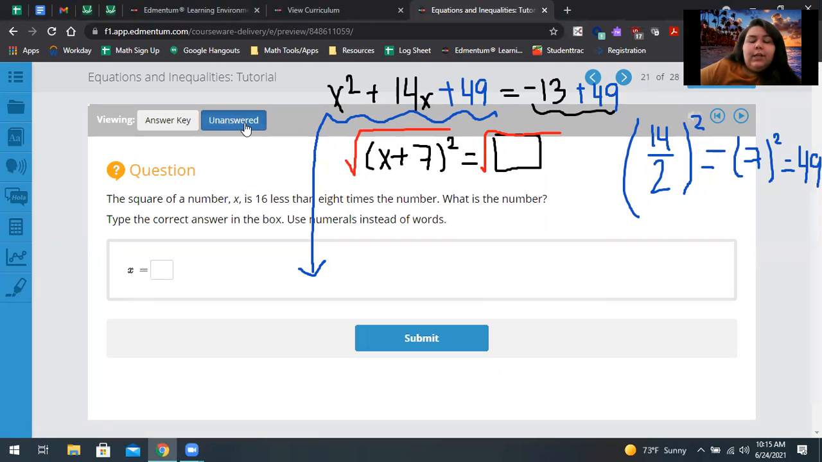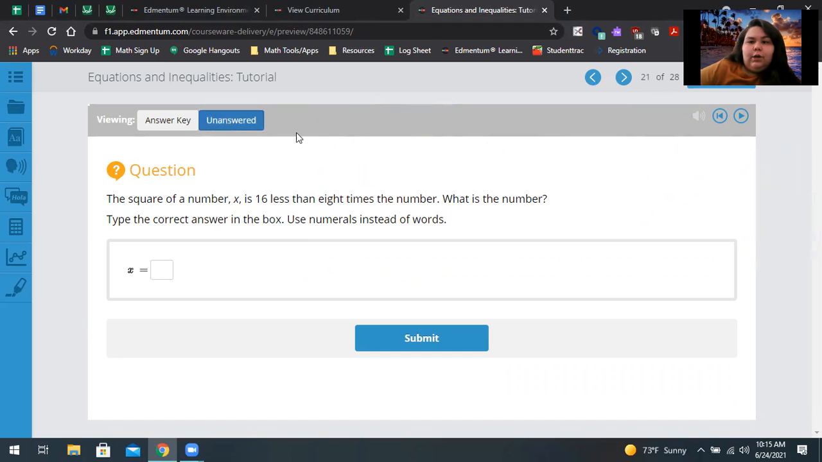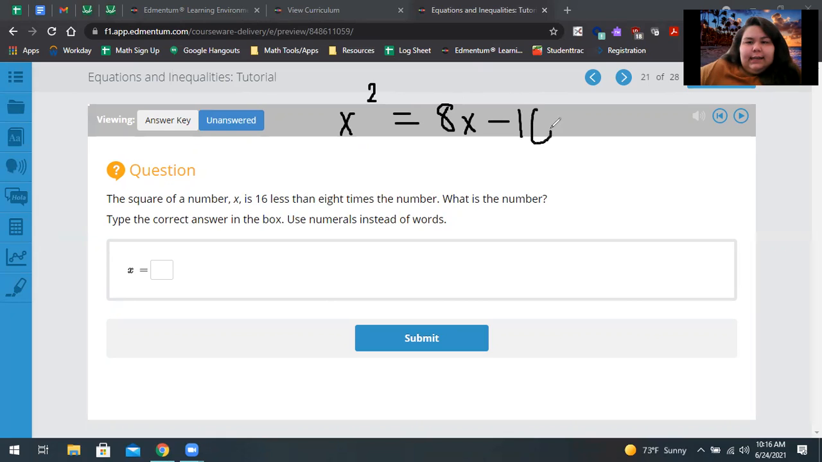Moving on to slide 21. So it looks like they're going to give us a little bit of practice of those different ways that we solve for quadratics. Okay, I thought there was more to it. So the square of a number x. Something is being squared and they're calling it x, is 16 less than 8 times the number. So the number again is just x, and there's your 16 less.